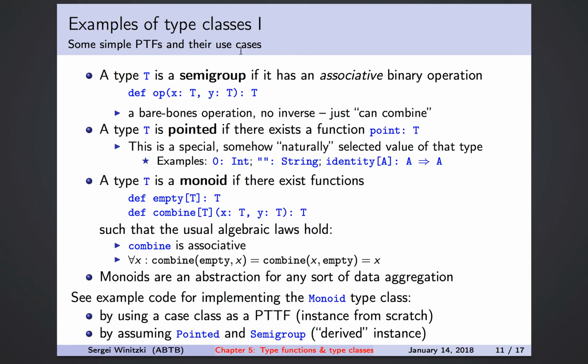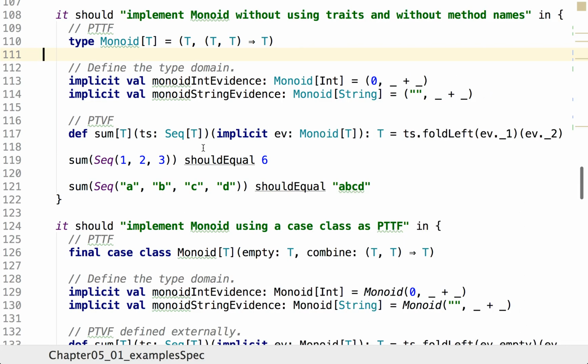The fact that they're called empty or combine, this fact is immaterial. This is not important. We can rename this. We can call this 0 instead of empty. We can call this append instead of combine, or add, or whatever, or op. It doesn't really matter. What matters is the types.